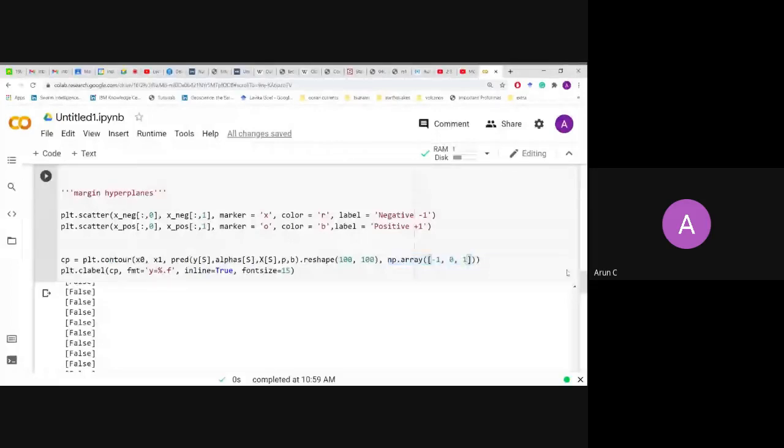Whichever point gives you 0 in your grid, you highlight that point, and whichever is 1, you highlight that point, and you put it as a contour, right? Contour means it will be a level curve, and you just label it, whether it is 0, -1, or +1. Once you plot it, this is how it looks.